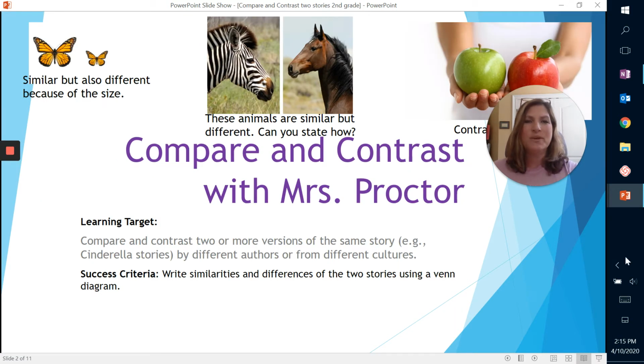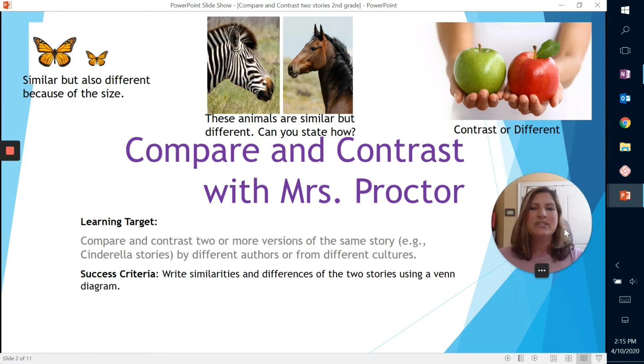All right, we are going to compare and contrast. Now, I know you've done this in class during the school year, but it's always important to review some skills, to listen to some news stories, and see if you can master that skill. So our learning target today is to compare and contrast two or more versions of the same story. And that's what we're doing here with two Cinderella stories.